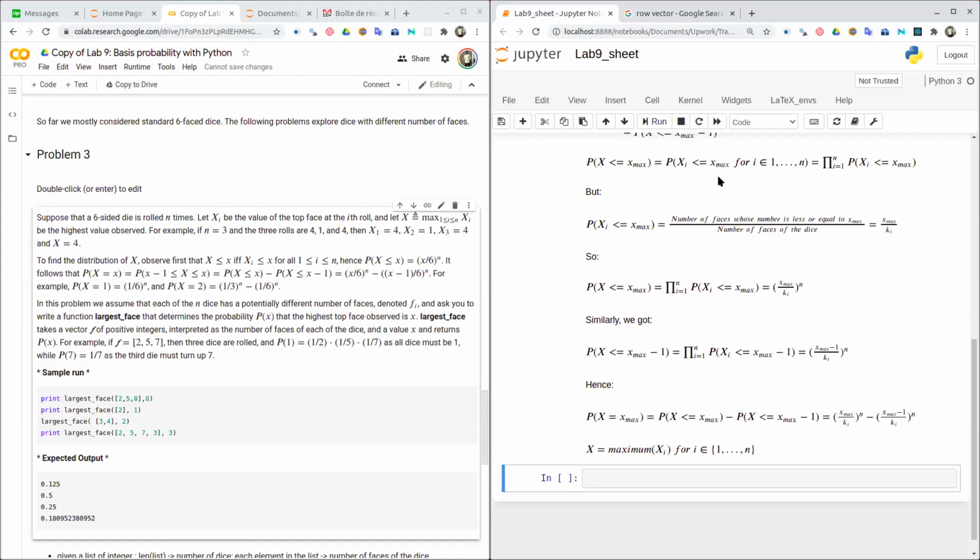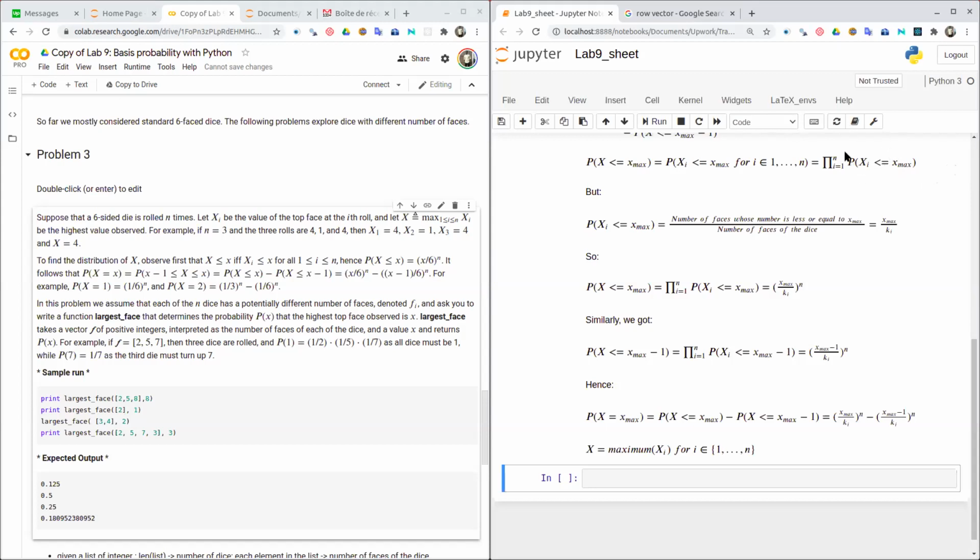When you have an intersection of probabilities, and the events are independent, like if I roll one dice, it's not dependent on rolling the second dice. There is no link between them. So in this case, the probability of the intersection is the product of the individual probabilities. This is what the product symbol means: the probability of X1 less than or equal to x max, times the probability of X2 less than or equal to x max, up to the probability of Xn less than or equal to x max.